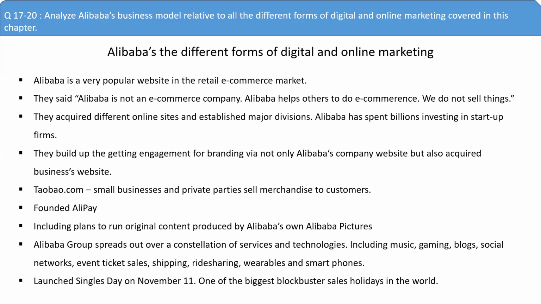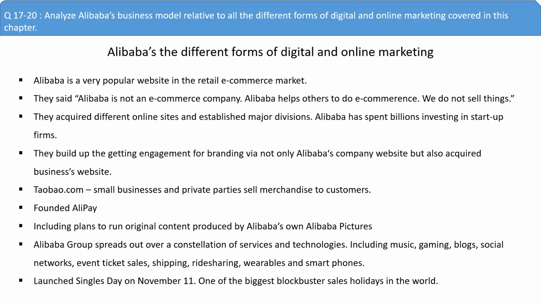In the case study, Alibaba also uses these different forms of digital and online marketing. Alibaba is a very popular website in the retail e-commerce market. We cannot say how popular and important the website is to use for the different forms. They said Alibaba is not an e-commerce company. Alibaba helps others to do e-commerce. We do not sell things. So they said like that. They acquire different online sites and establish major divisions.